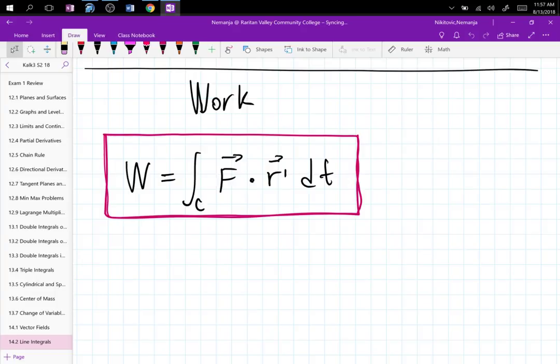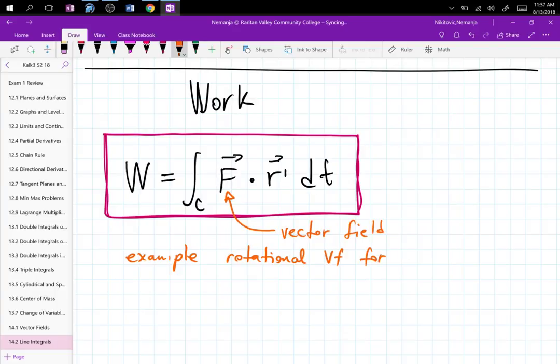Guys, 50% of the lecture is done. Let's go to the important part: circulation and flux of a vector field. I just mentioned it, right? Let me just point out over here, let's use orange again. Vector field, example, rotational. Vector field for an electrical motor. There you go.